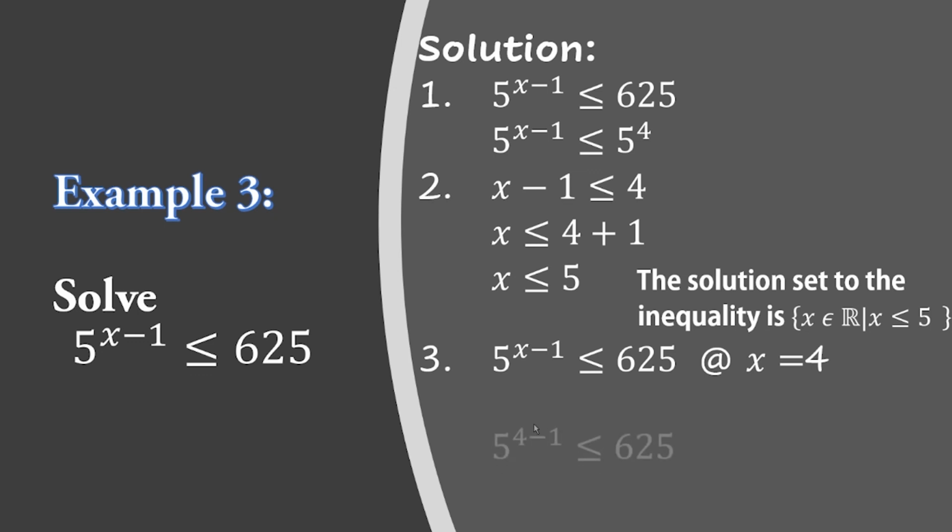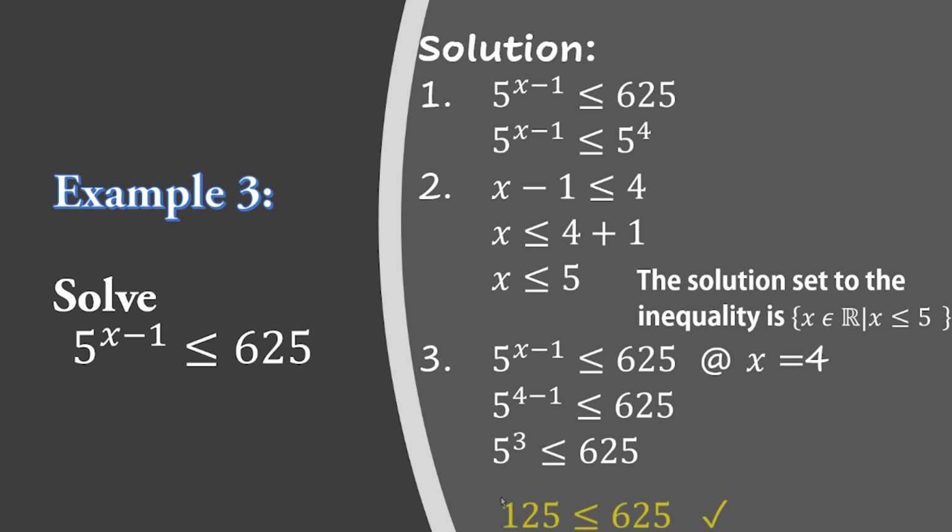So let's substitute 5 raised to 4 minus 1 less than or equal to 625. So 5 raised to 4 minus 1, that is equal to 5 raised to 3. So 5 raised to 3 is equal to 125. So it is less than 625. So this statement is correct. That means the solution set that we got in step 2 is correct. So that's it for solving exponential inequality.